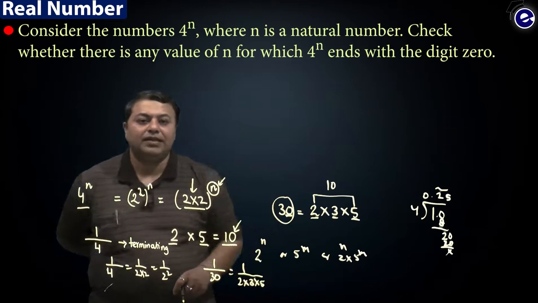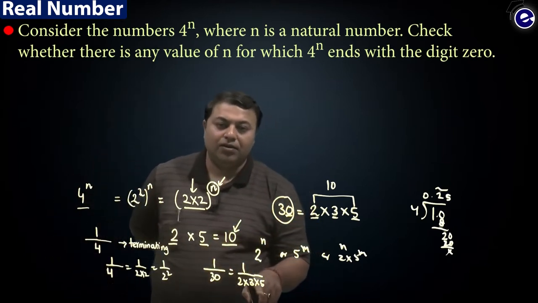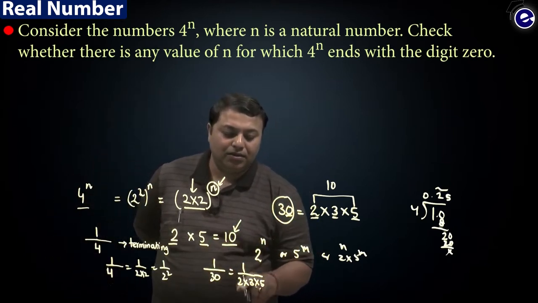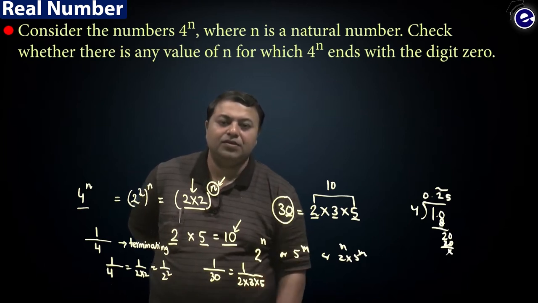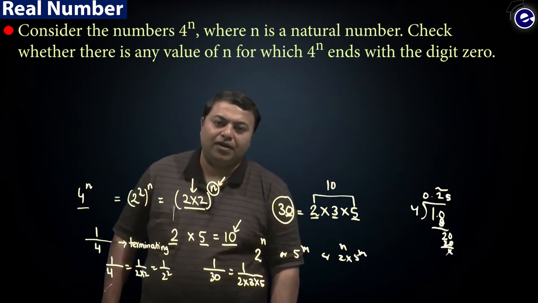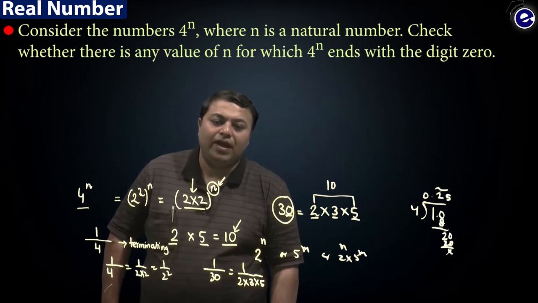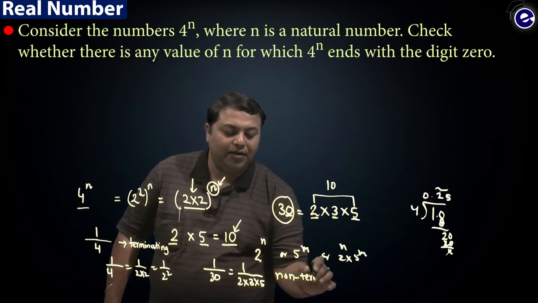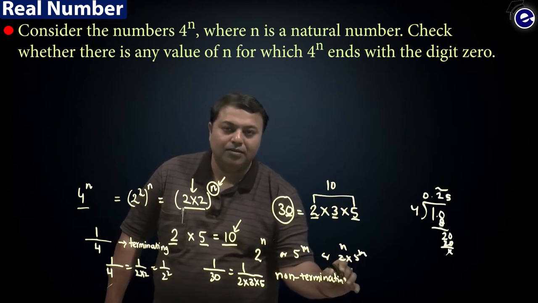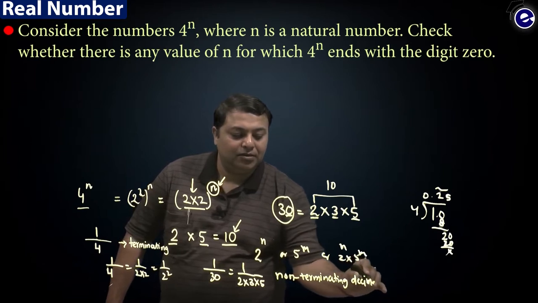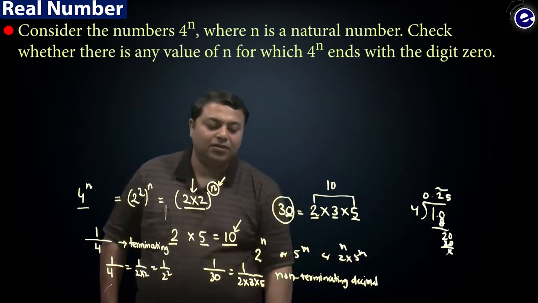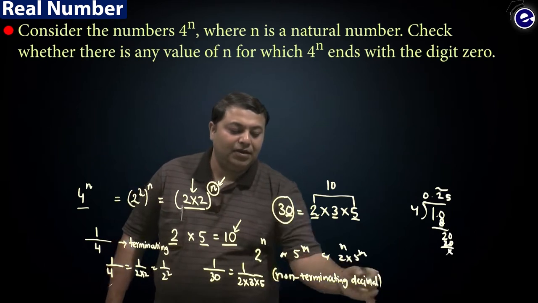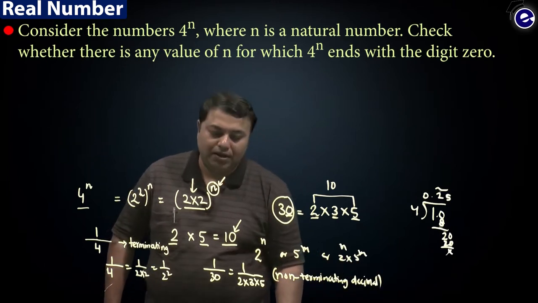So in the prime factorization, do you see that not only 2 and 5, but you have got 3 also as a prime factor. If you have anything beyond 2 and 5 as a prime factor in the denominator, it will never be a terminating decimal. So this will be a non-terminating decimal, right children? This is how you decide whether something is terminating or non-terminating.